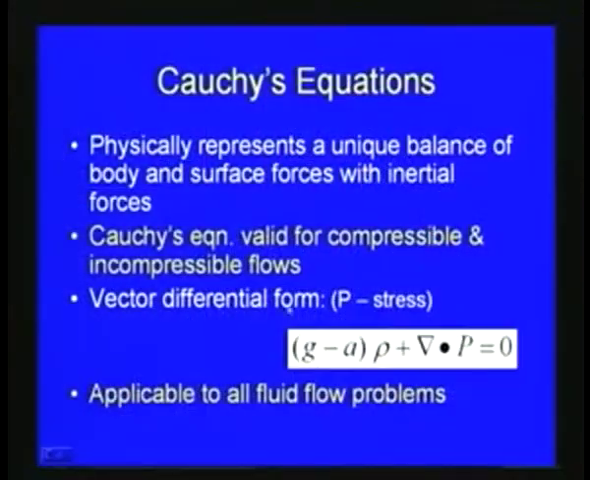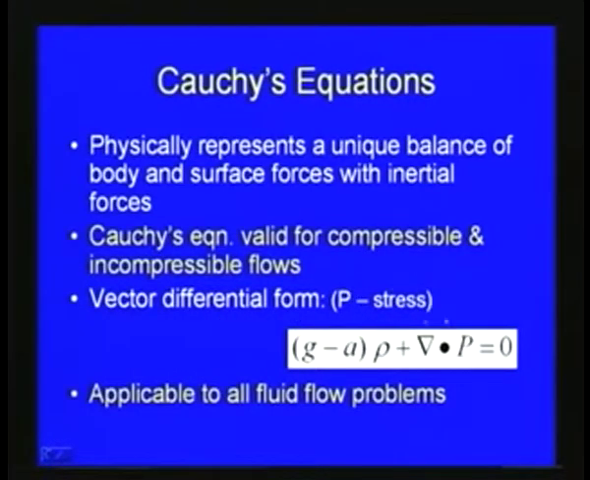The advantage is that most of the cases which we discuss in this fluid mechanics course will be incompressible fluid flow, but we can also use Cauchy's equation for compressible fluid flow by considering the changing density. And using Cauchy's equation only, we will be deriving the Navier-Stokes equation. We can write Cauchy's equation in a vector form or vector differential form.